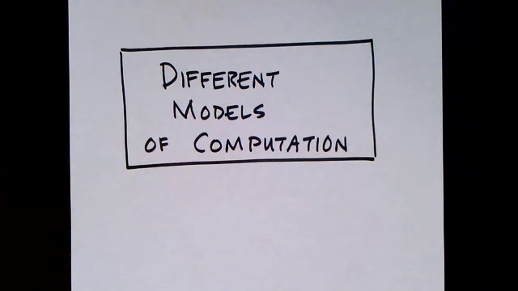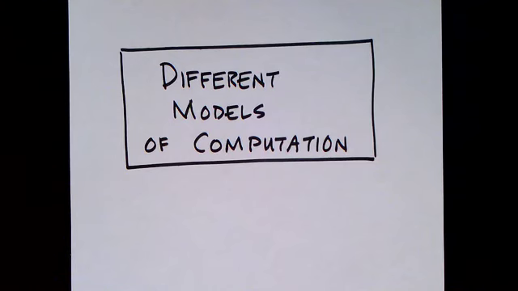In this video, we're going to look at some different models of computation and see how those different models affect the running time of algorithms. First, we'll look at using a Turing machine that has multiple tapes, and we'll find out that that can speed things up quite a bit. It can be a factor of n squared faster, so that's important.